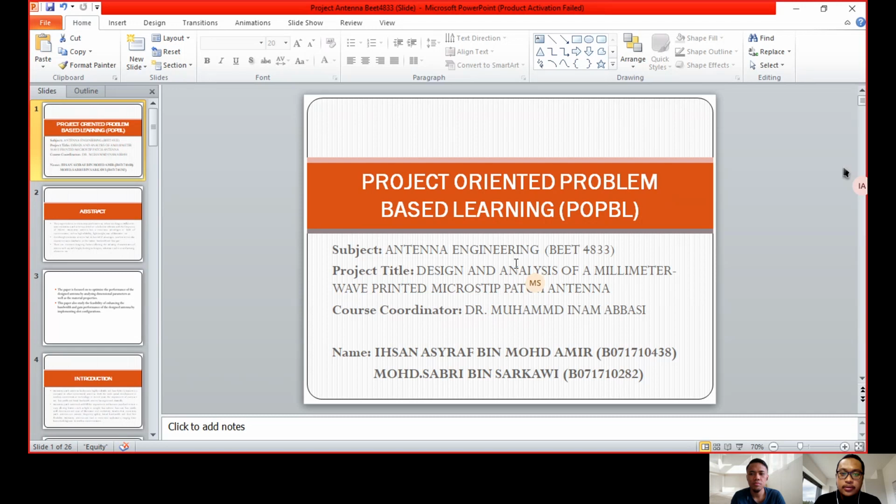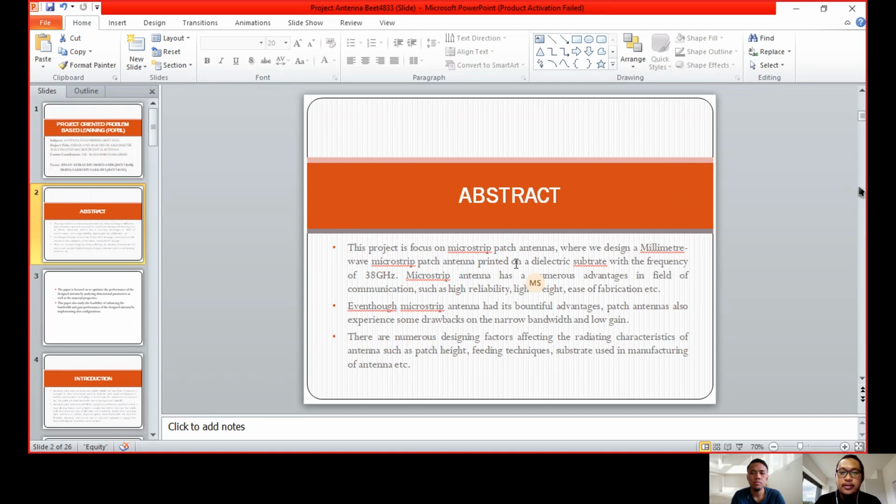Today we will present to you about our project-oriented problem-based learning, and our project title is Design and Analysis of a Millimeter Wave Printed Microstrip Patch Antenna. For the abstract, this project is focused on microstrip patch antennas where we design the millimeter wave printed patch antenna on a dielectric substrate with a frequency of 38 GHz.